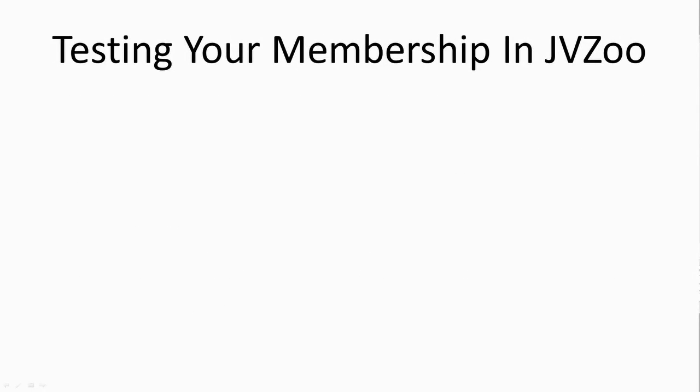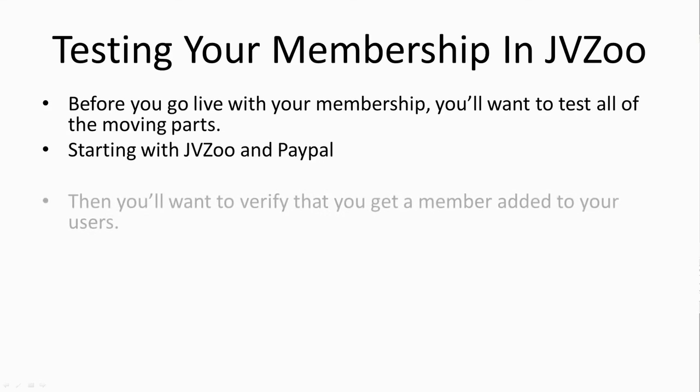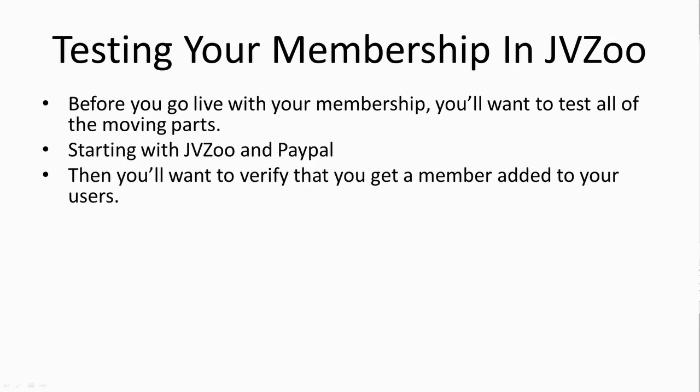Welcome back. Now, in this video, we're going to be talking about testing your membership in JVZoo as well as in your WordPress installation. Now, before you go live, you'll want to test all of the moving parts of your membership. And you're going to start with JVZoo and PayPal, and we're going to show you how to do that here in a minute. You're also going to want to verify that you get a member added to your user section.